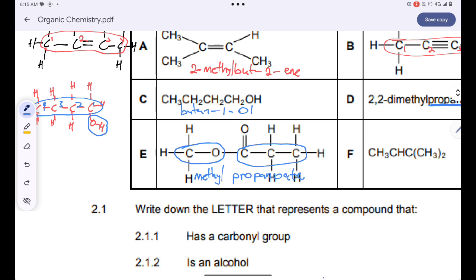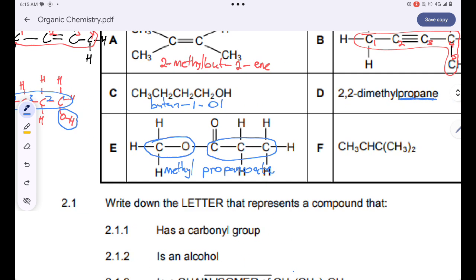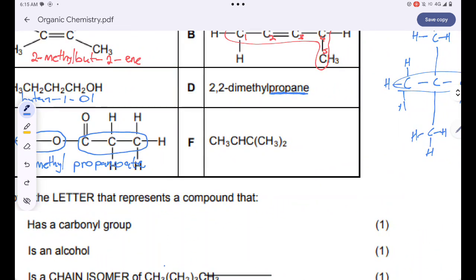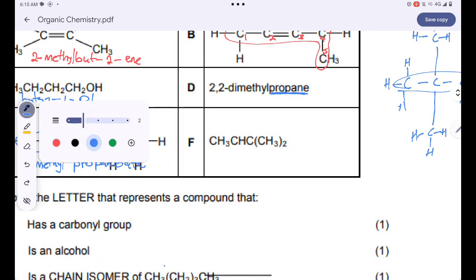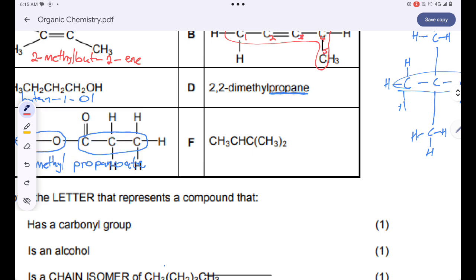Propanoate. Why is it propanoate? Because the acid that we used was propanoic acid. Okay, and then compound F, I'm given a condensed structure. All I have to do is to draw a structural formula.